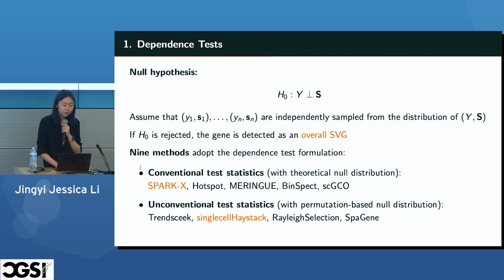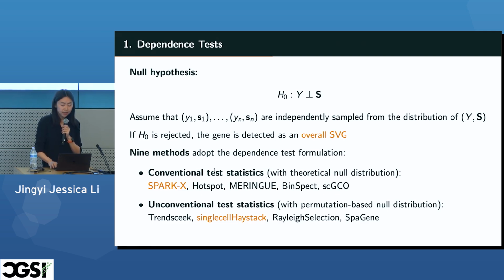For these 9 methods that use this formulation, we can further divide them based on the test statistics they use. So some of them use conventional test statistics, which means that their test statistics have theoretical null distribution. They can use it directly. But some methods were very creative. They use unconventional test statistics, which do not have theoretical null distribution. Then what could they do? They use permutation to generate the empirical null distribution for their test statistic. And I will talk about 1 method per type.